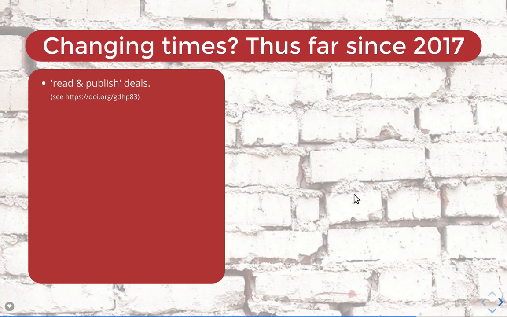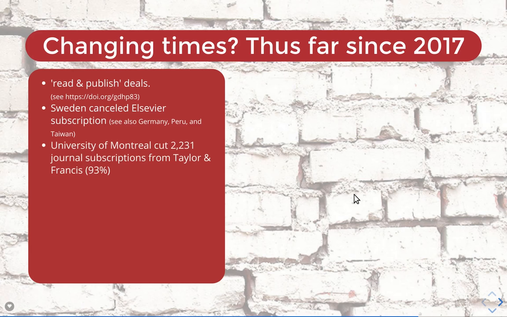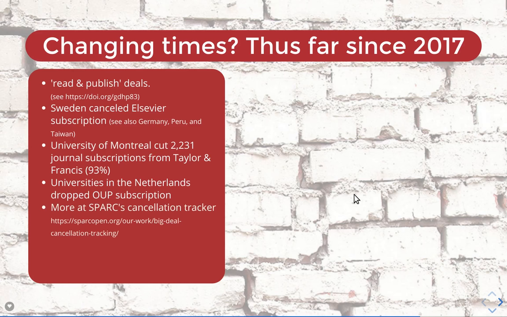The publishers have not been happy, and I believe there haven't been many successful deals like this, but it seems like many big consortia are really steadfast in negotiating, which is fantastic. Sweden canceled Elsevier very recently, so they don't have access to new Elsevier articles. Negotiations with Elsevier are at standstills in Germany, Peru, and Taiwan, I believe. Montreal cut over 93% of its Taylor and Francis subscription. The Netherlands has dropped Oxford University Press. And there's a nice website called SPARC's Cancellation Tracker. The URL is there, and I just looked at it, and 2018 is well populated with fresh cancellations on a large scale. And I would say there's acceleration.